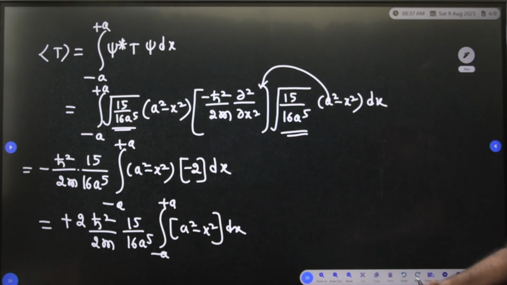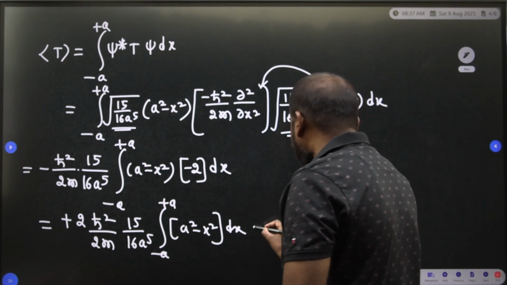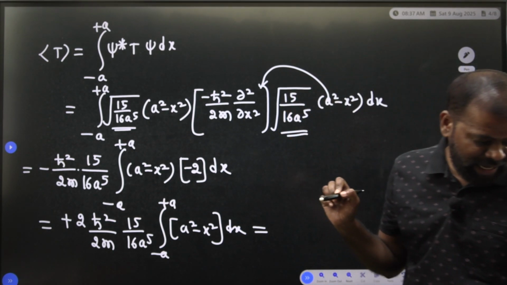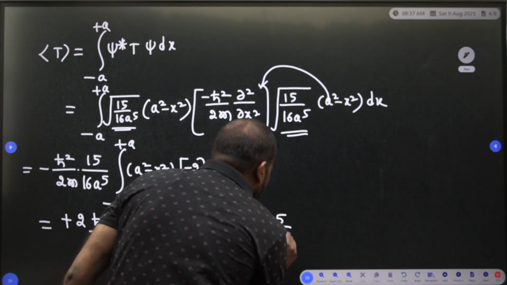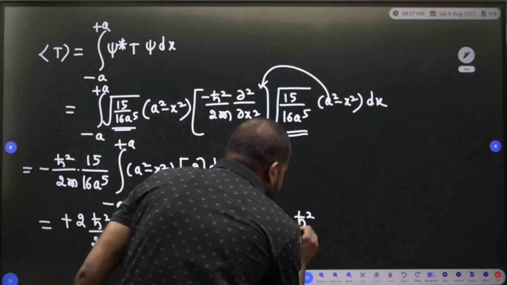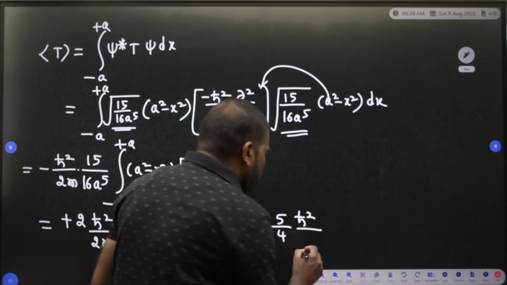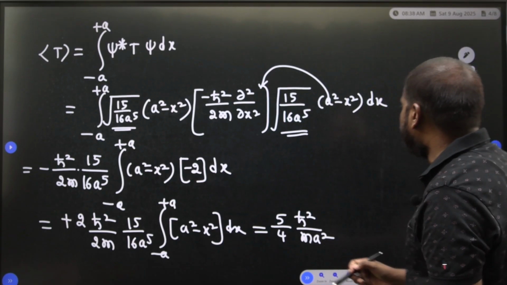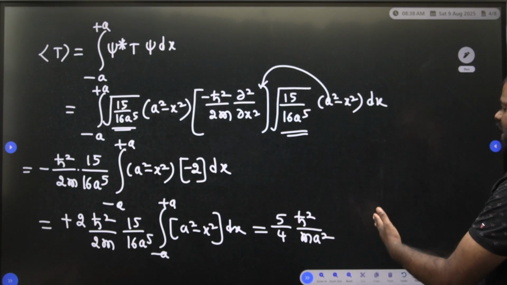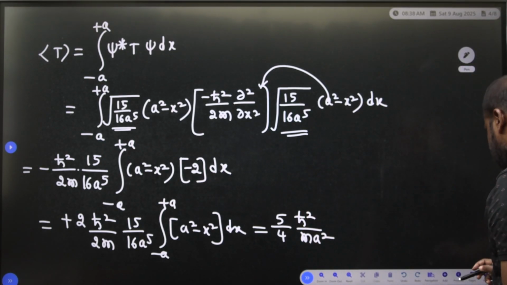So, you have to simplify, and you are going to get 5 by 4 h cut square divided by m a square. This is the expectation value of kinetic energy.